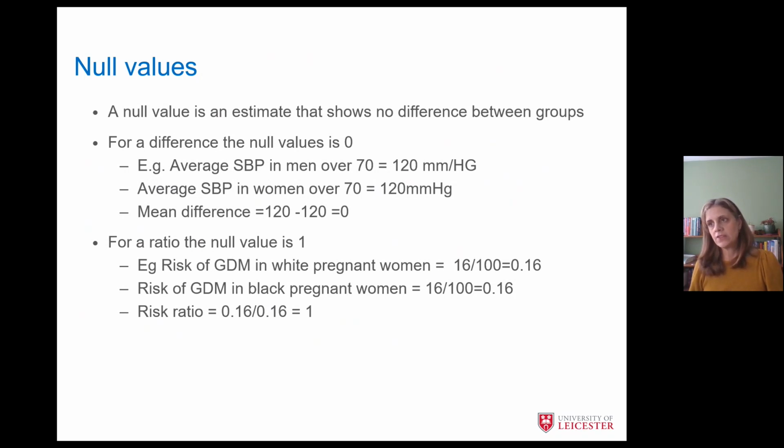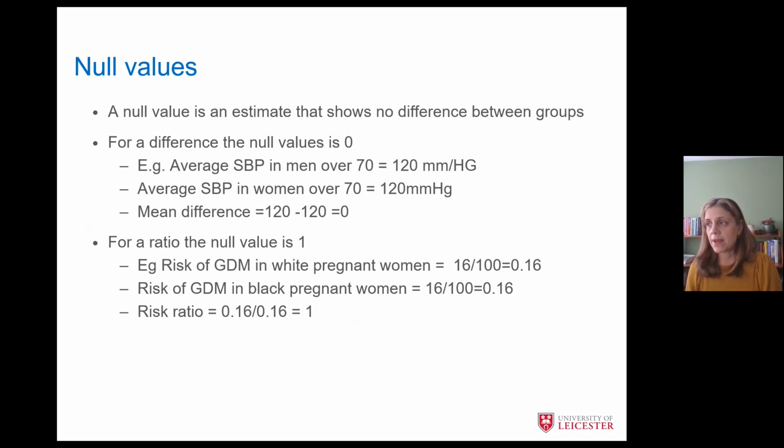This differs when it comes to a ratio. When you're carrying out health research, lots of ratios appear in your results. There's incident rate ratios, risk ratios, odds ratios, hazard ratios, and these are all ways of looking at the risk of an event in one group compared to the risk of an event in another group. So here, for example, we're thinking about the risk of gestational diabetes in white pregnant women, and we've assessed 100 pregnant women, and we found that 16 had gestational diabetes. So the risk of GDM in white pregnant women was found to be 0.16.